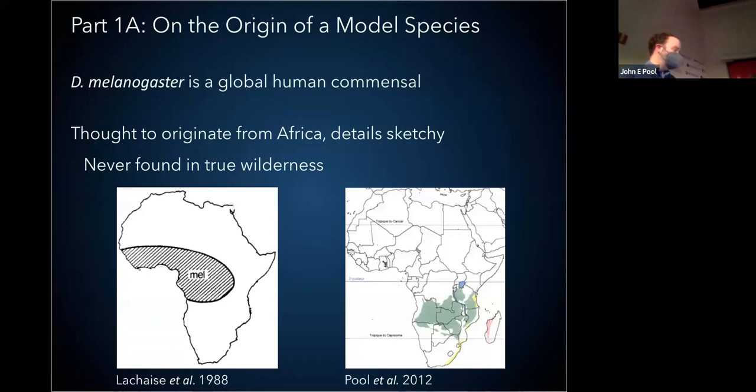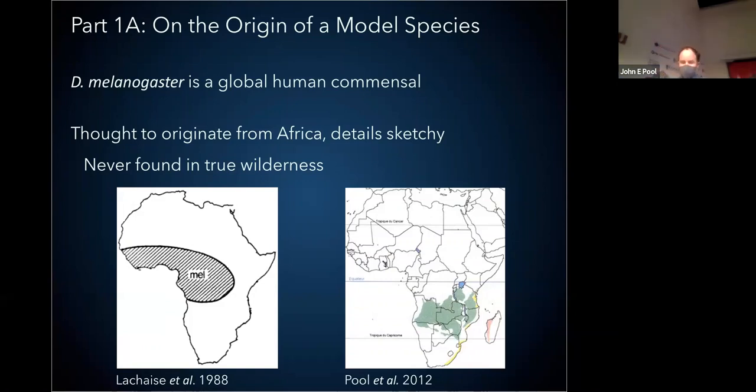And then by the time I came here, based on simply patterns of genomic diversity, I argued that it was likely to have originated from Southern Central Africa specifically, especially this belt of seasonally dry woodlands called the Miombo and Mopane forests. But that was an idea, and it seemed like these areas had not been searched as thoroughly as some other parts of Africa in terms of trying to find the species in the wilderness.